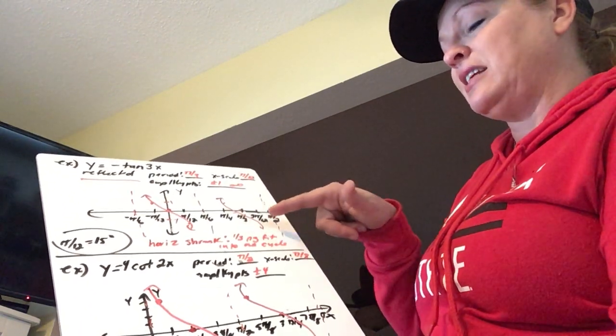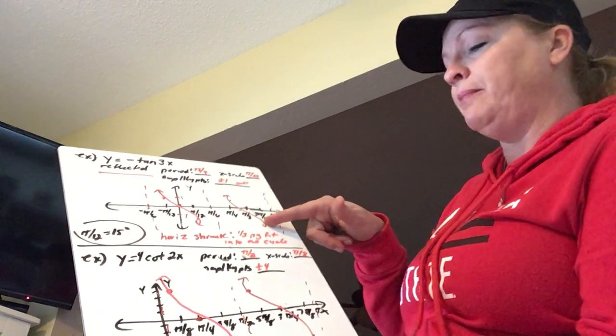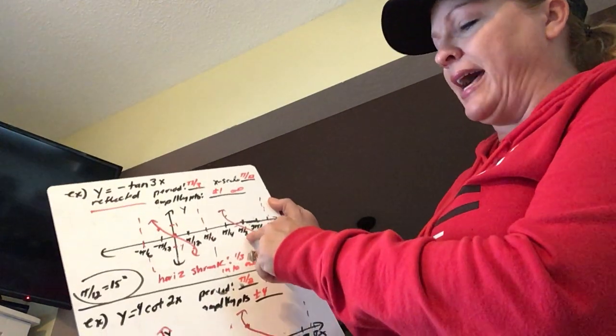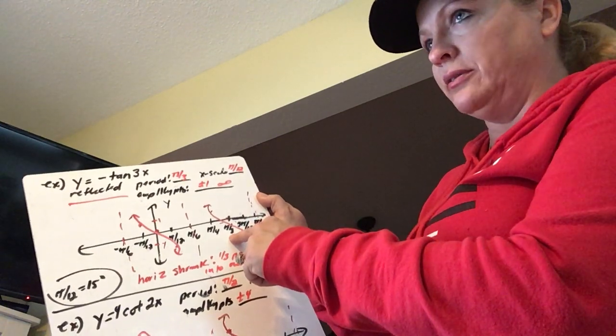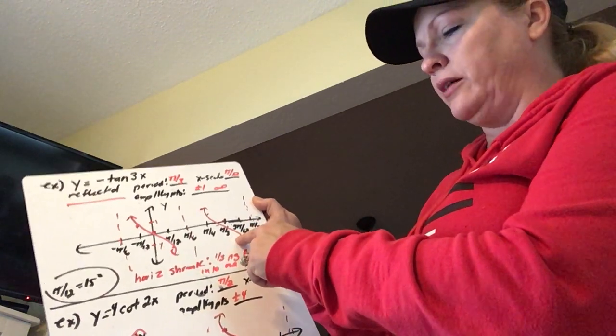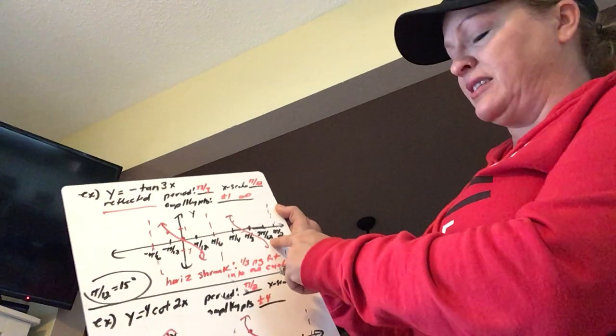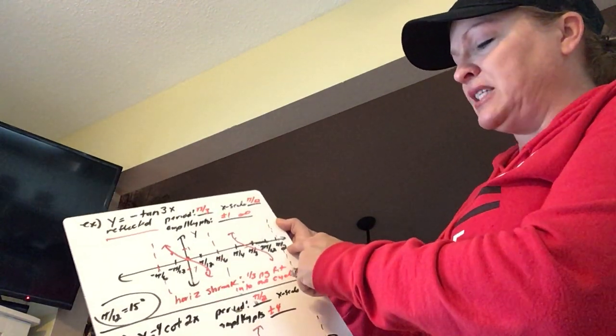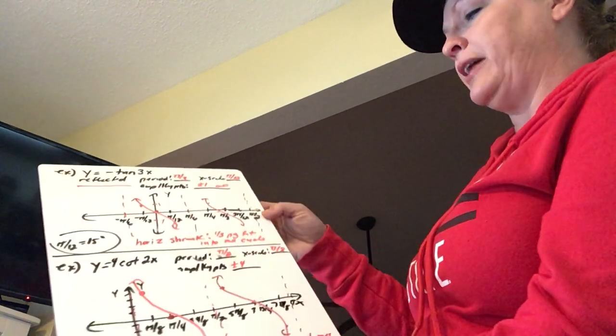Now I've got to take 60 plus 15. 75 isn't common, but if I'm going to add pi over 12 to pi over 3, isn't that 4 pi over 12 plus pi over 12? So that's 5 pi over 12, which is 75 degrees. 75 plus 15 is 6 pi over 12 or pi over 2.